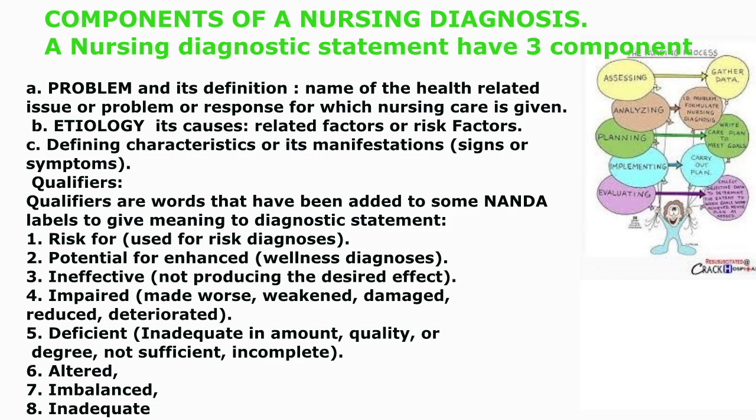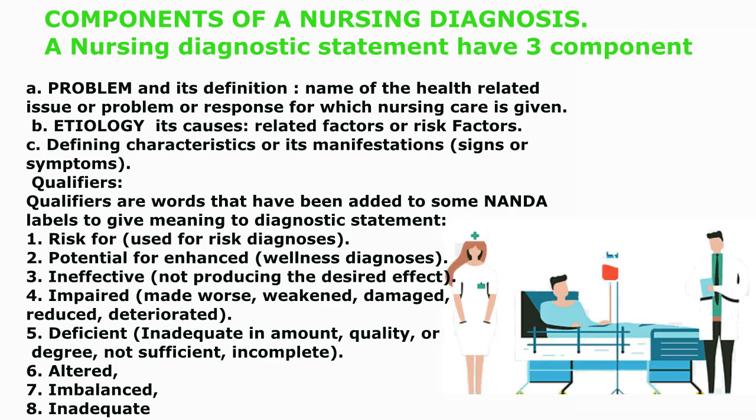Components of a nursing diagnosis. A nursing diagnostic statement has 3 components. A. A problem and its definition, the name of the health-related issue or problem or response for which nursing care is given. B. Etiology, its causes, related factors or risk factors. C. Defining characteristics or its manifestations, signs or symptoms.